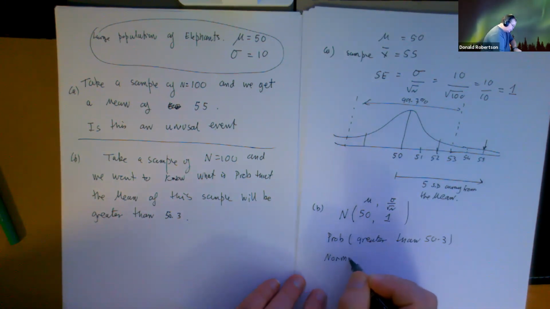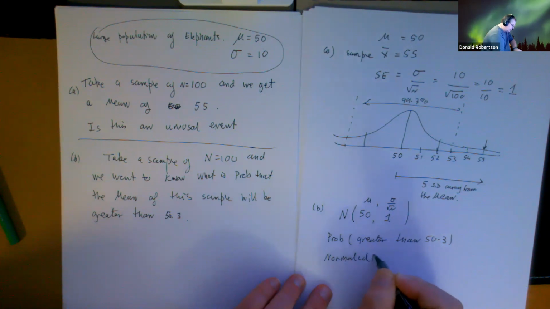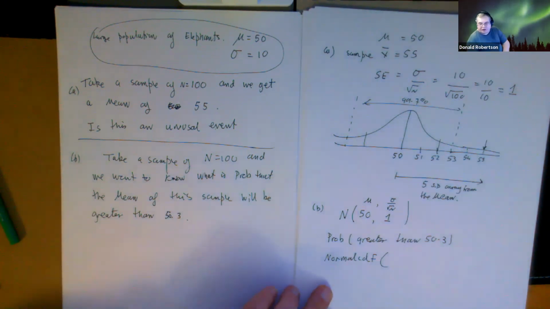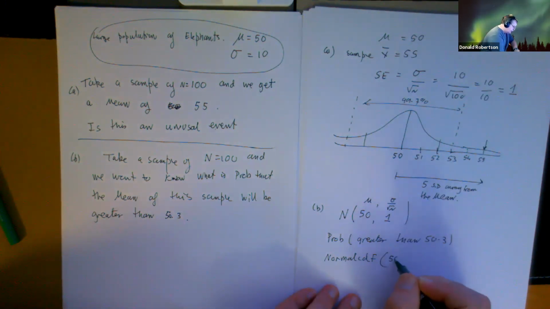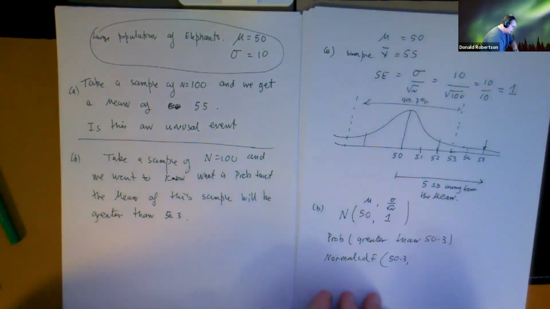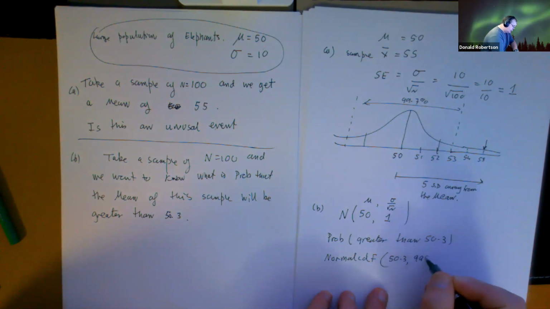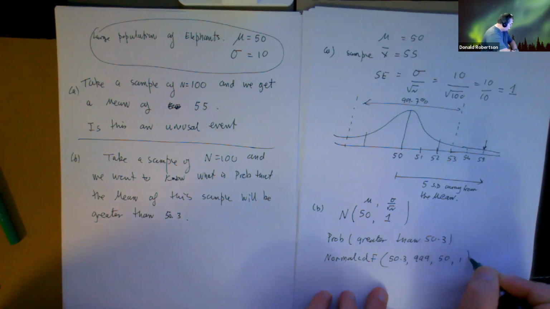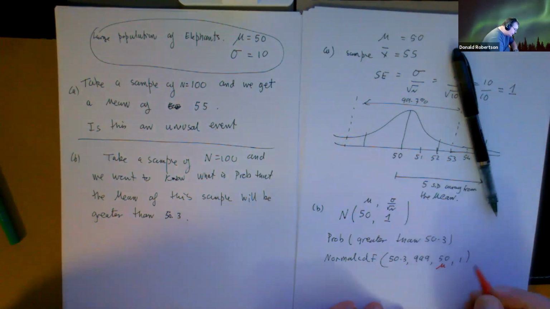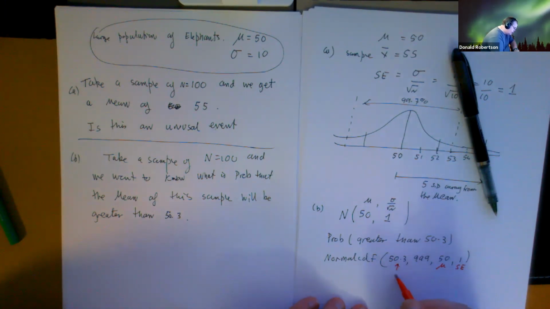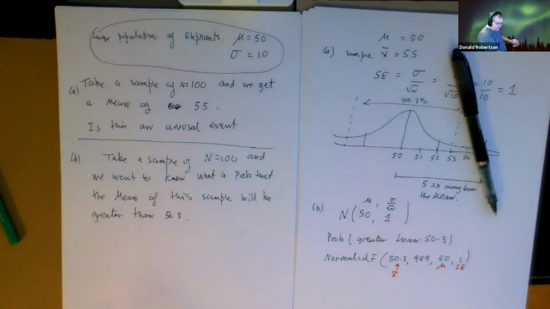You're actually going to go back to a guy you haven't used for a while. You're going to use the normal CDF. And you want greater than 50.3, so you go 50.3 or bigger, with a mean of 50 and a standard deviation of 1. So mu is going to go there, standard error is going to go there, and that is going to go there.